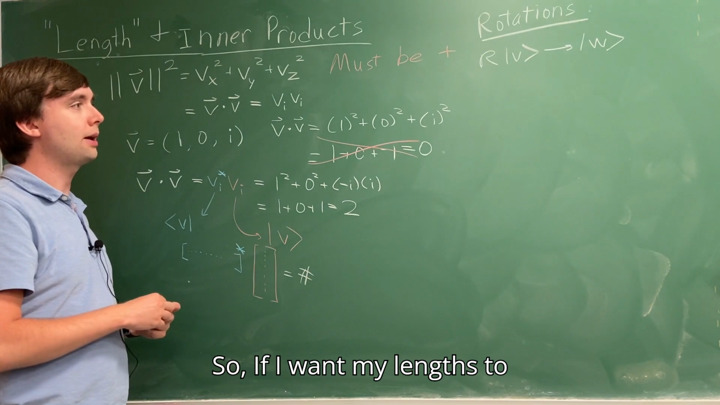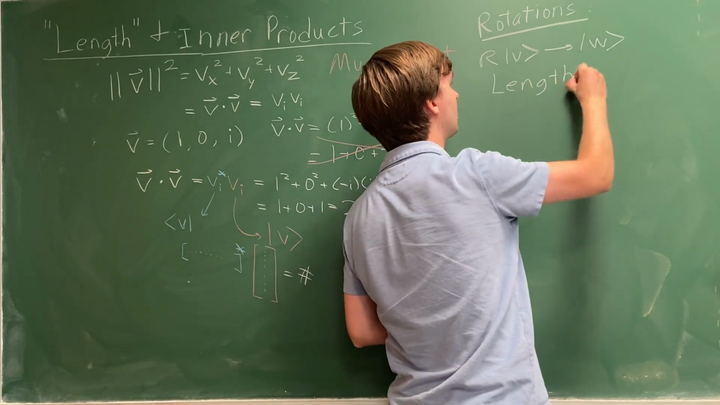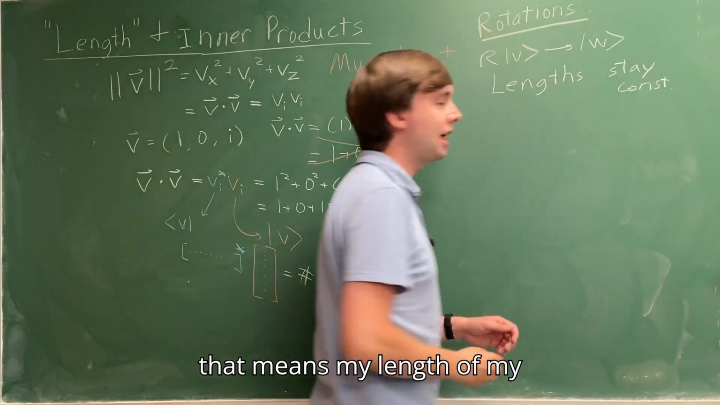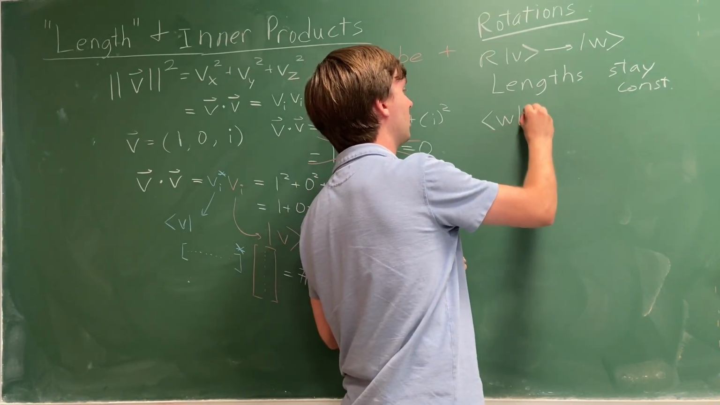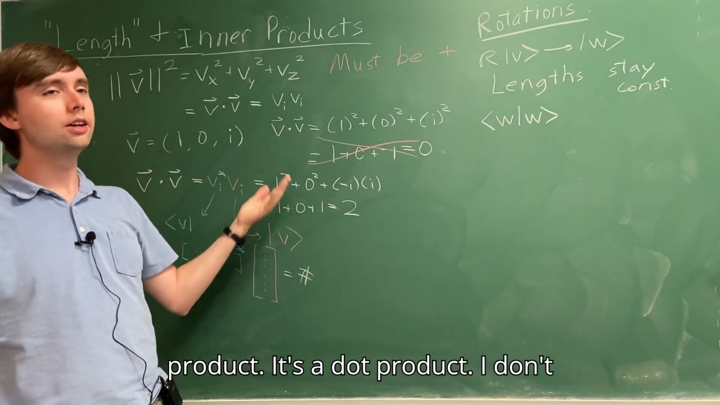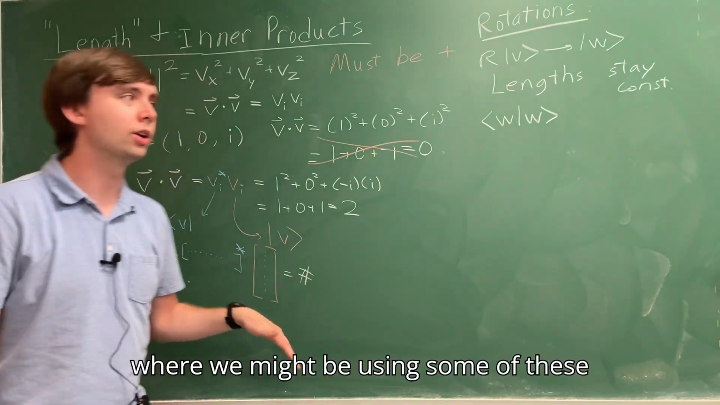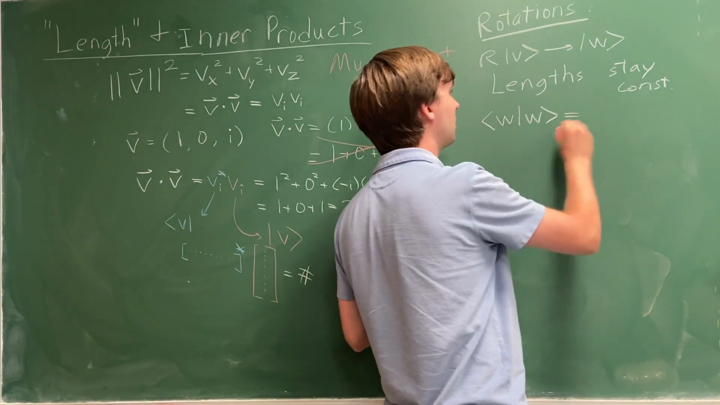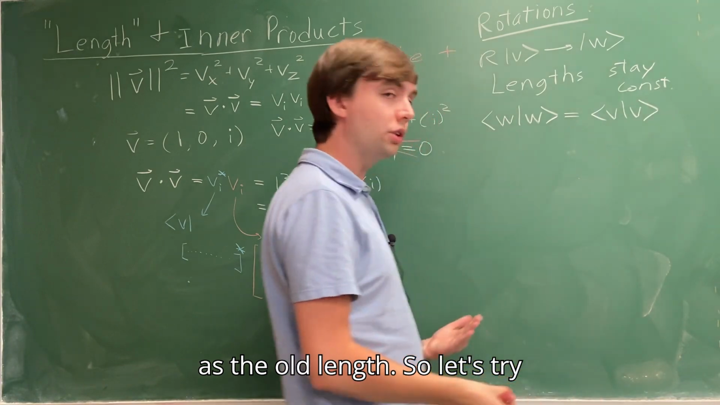So, if I want my lengths to stay constant, that means my length of my resulting vector, the w, which I can now write with our upgraded dot product, which we call an inner product. It's a dot product. I don't think I ever said that. But if you see inner product, it just means dot product, where we might be using some of these extra rules. This length better be the same as the old length.